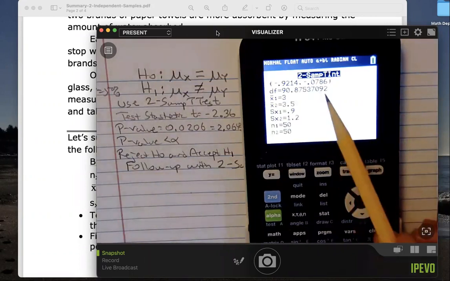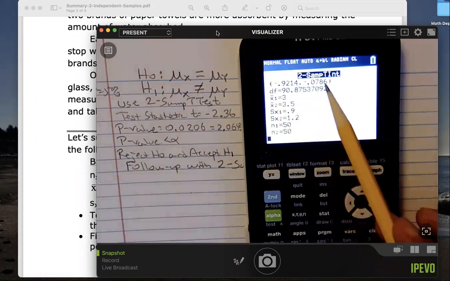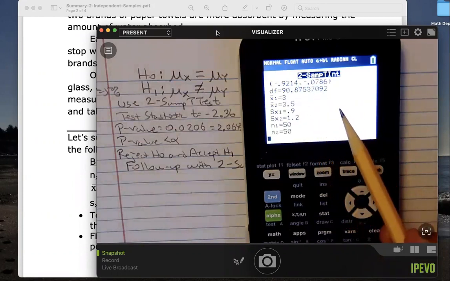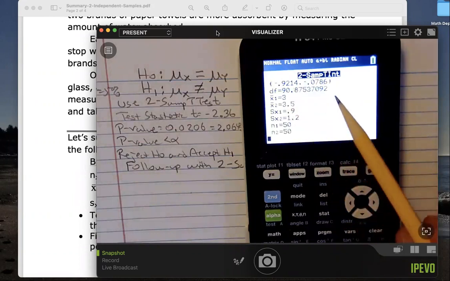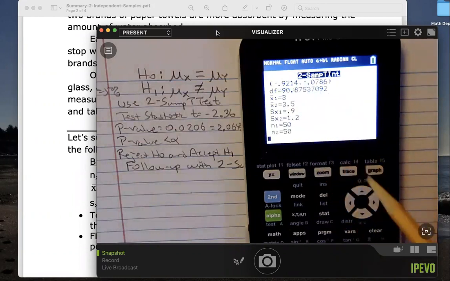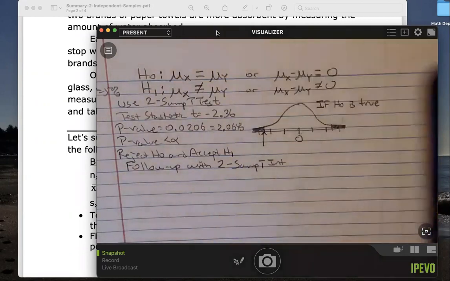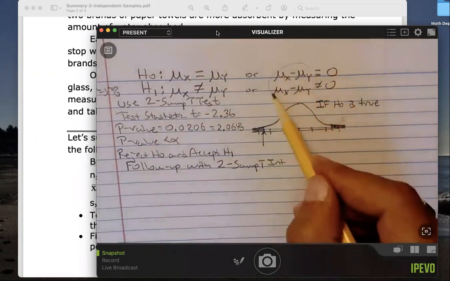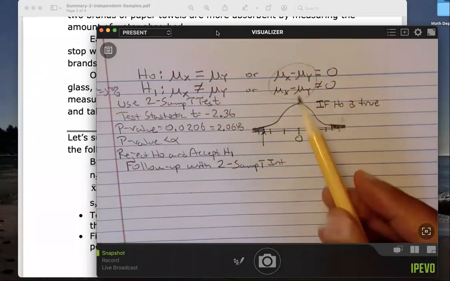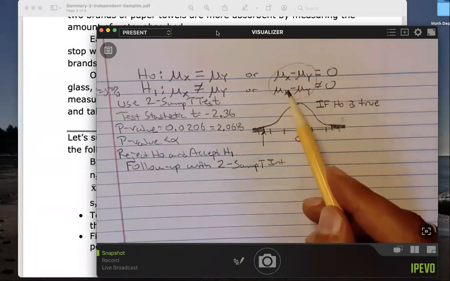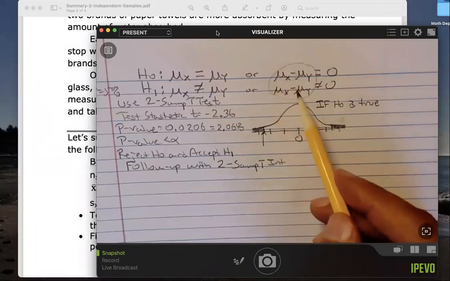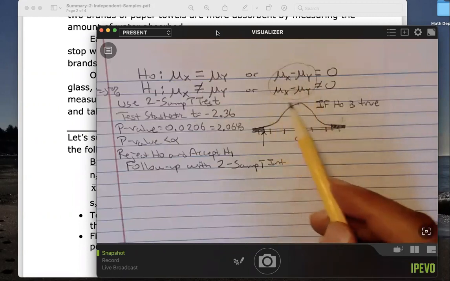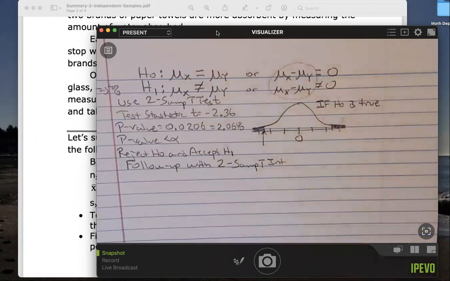Notice they're both negative. Sometimes the students see that and think, oh, I did something wrong. That doesn't look right. Nope, that's exactly right, because we knew that they were both going to be either negative or positive, depending on which population mean is bigger. Now, when you're doing a confidence interval, think about this. If brand X had been bigger, we'd have a big quantity minus a smaller, and we'd be talking about positive quantities. But my interval is negative. Well, that's because brand Y is more absorbent.